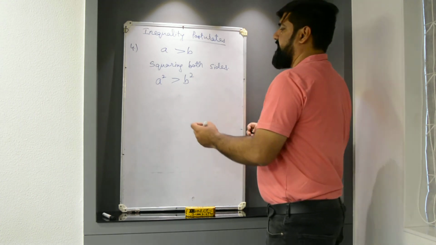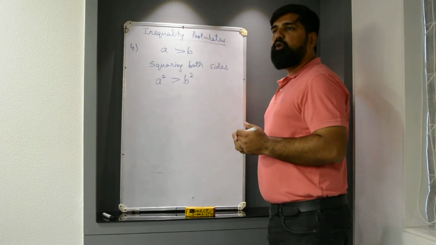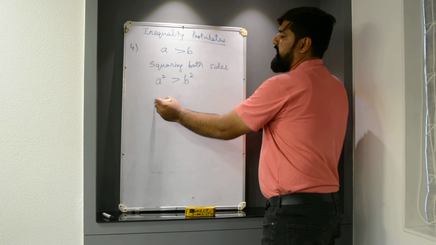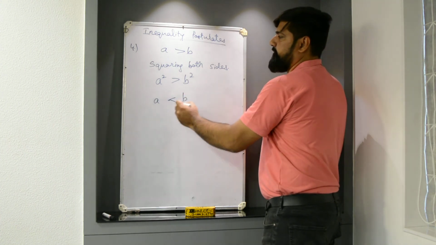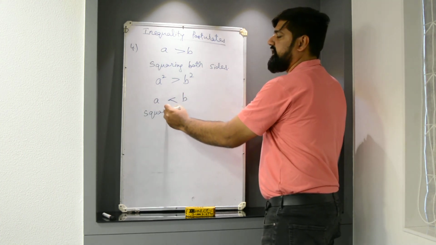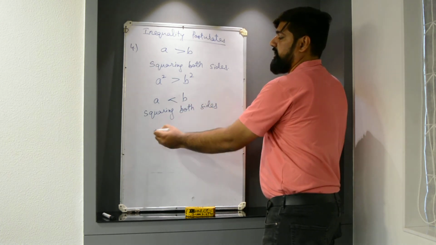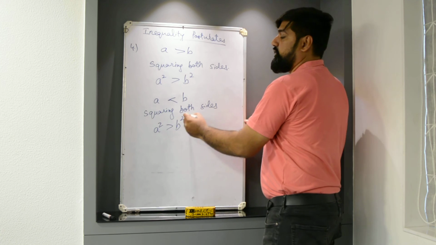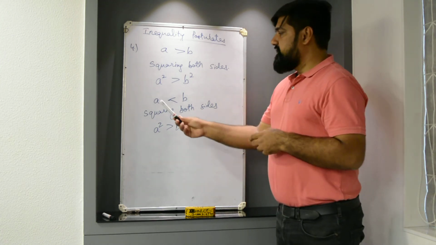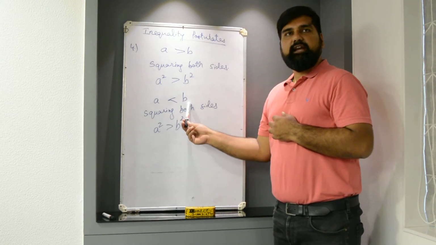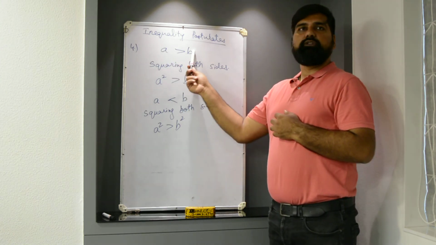But if A and B are both negative integers, that is, if A is less than B and I square both these sides, then A square will be greater than B square. This will happen when A and B are both negative. The earlier case will happen when A and B both are positive.